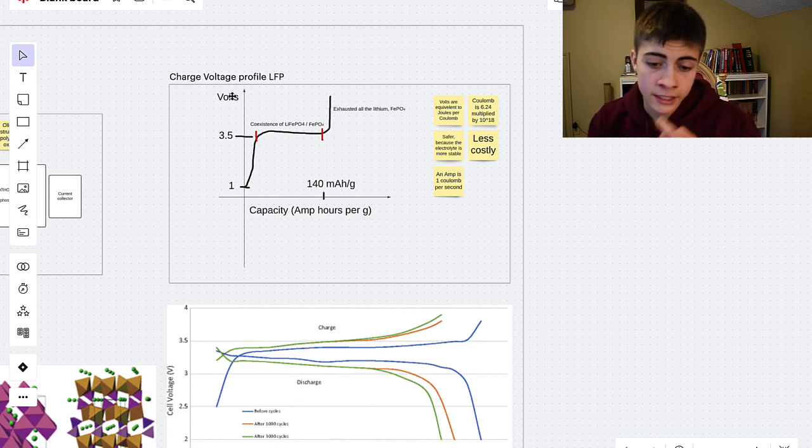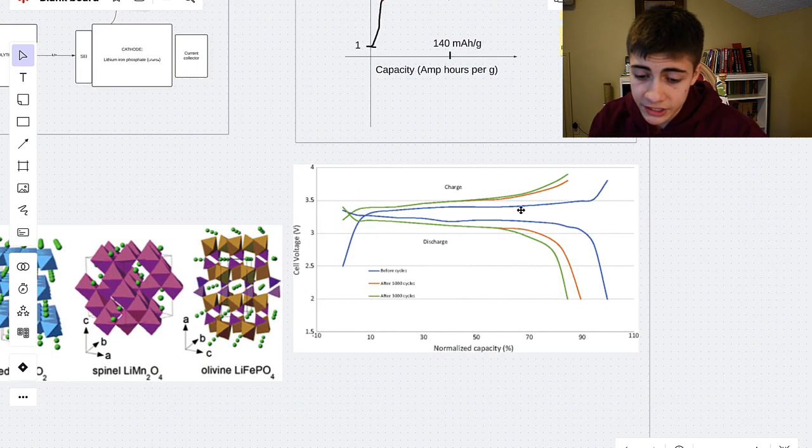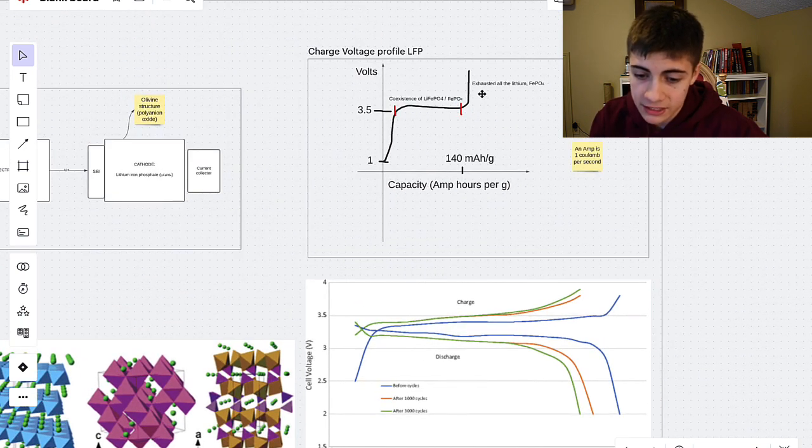During the charge, this is a charge voltage profile. The volts go up because now it's charging, and here it has this high stability, which gives it this plateau, and then it goes up because now it's fully charged, right? That usually ends at 140 milliamp hours per gram. LFP has an olivine structure, which gives it a high stability, and its voltage is 3.5, and the normalized capacity is usually around 140 milliamp hours, depending on this. So this is a discharge profile where it's going down, and this is a charge profile where it's going up. As you can see on my graph, this is a charge profile.